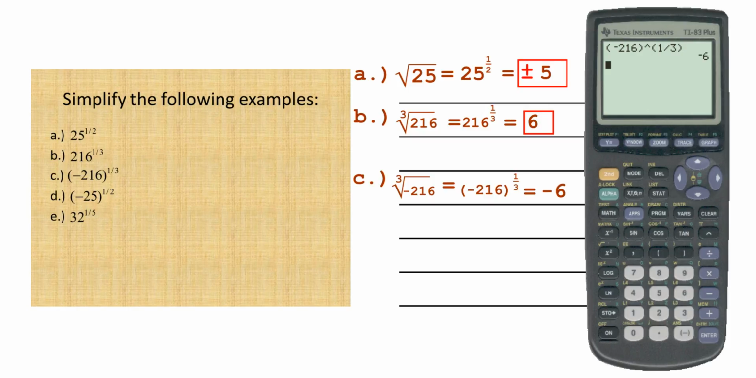So for the previous problem, there was no negative, so we don't need a parentheses. So we say 216, caret key, open parentheses for your exponent. TI-84s, you don't need parentheses because it automatically raises it for you. But TI-83s, you do need parentheses. So there we go, open up a parentheses. And now we write 1 divided by 3 again.